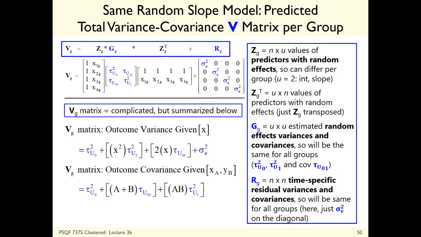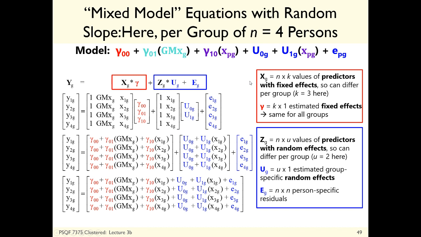So the model then changes to look like this. We went over this last time, where the X matrix has all of the variables that have fixed effects. Gamma are the fixed effects. The Z matrix is all of the variables that also have random effects. So in this case, we have an intercept and then a level 1 predictor X. U holds the random effects themselves.